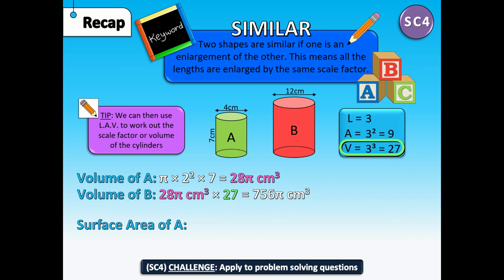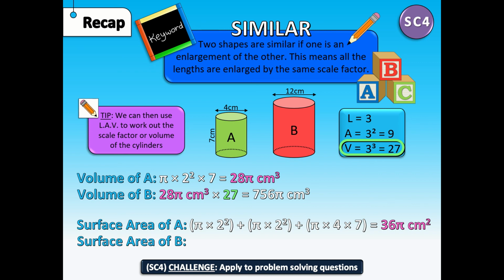We can find the surface area of cylinder A, which is 36 pi, and then we can find the surface area of B by timesing it by the area scale factor. So timesing the surface area of cylinder A by 9, the surface area of cylinder B would be 324 pi.